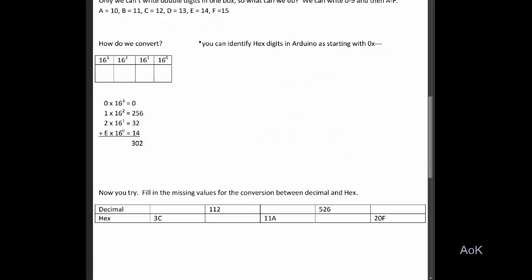Just as we did with the binary system, when converting from decimal to hexadecimal, I suggest you create a chart. So write the value 256, or 16 to the second power, then 16 for 16 to the first power, and finally 1 for 16 to the 0 power.